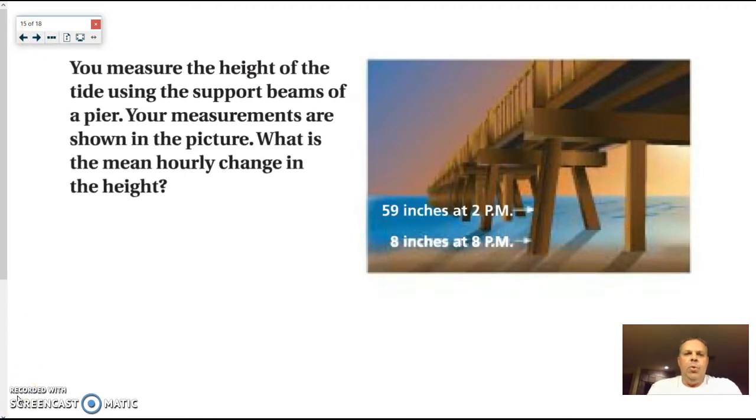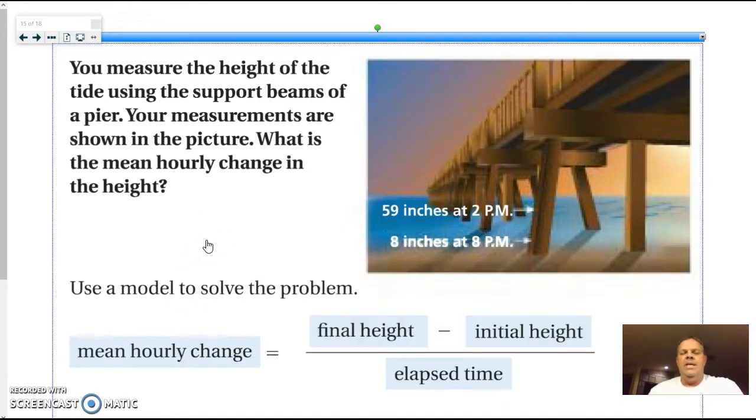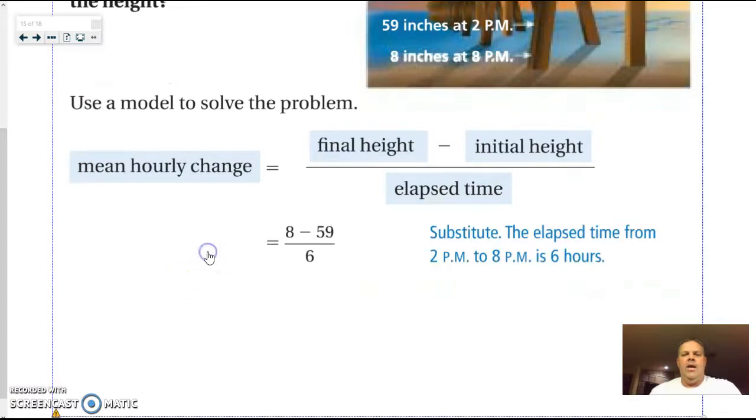In our next example, we are asked, what is the mean hourly change in height? What I know is that I use a model to solve the problem. Mean hourly change equals the final height minus the initial height divided by the elapsed time. When I substitute those things in, I can now take 8 minus 59 because it ended at 8, started at 59, so I can subtract those. I get negative 51 divided by 6, divide that, and I get negative 8.5.